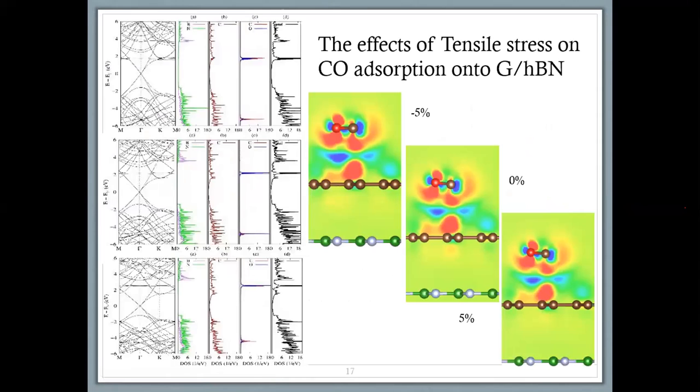We also tried the case of gas adsorption on graphene on substrate by applying the tensile effect, and we found that the electron transfer also changes, which is also indicated in the band structure and in the charge difference when we demonstrate it.